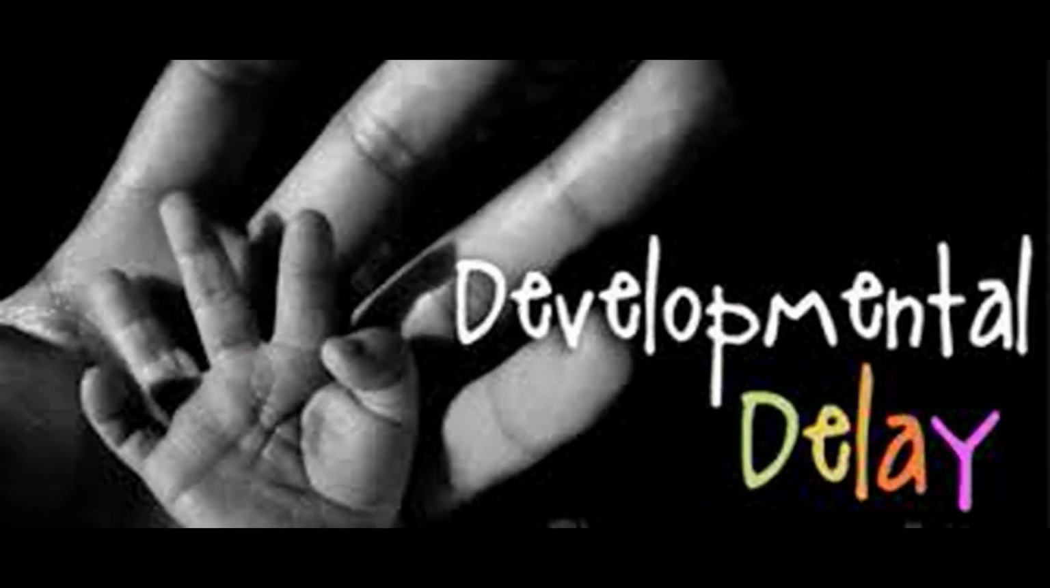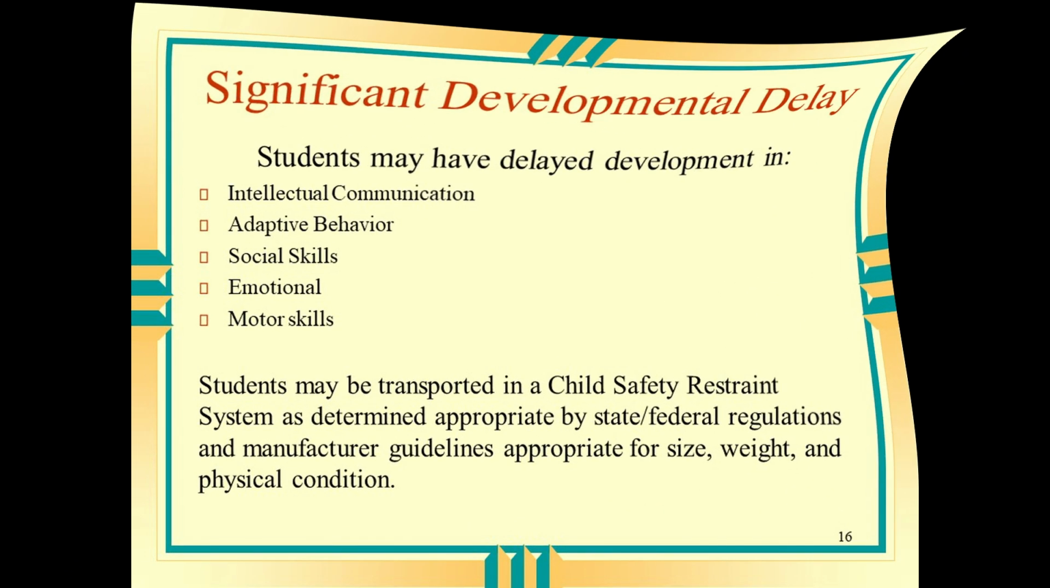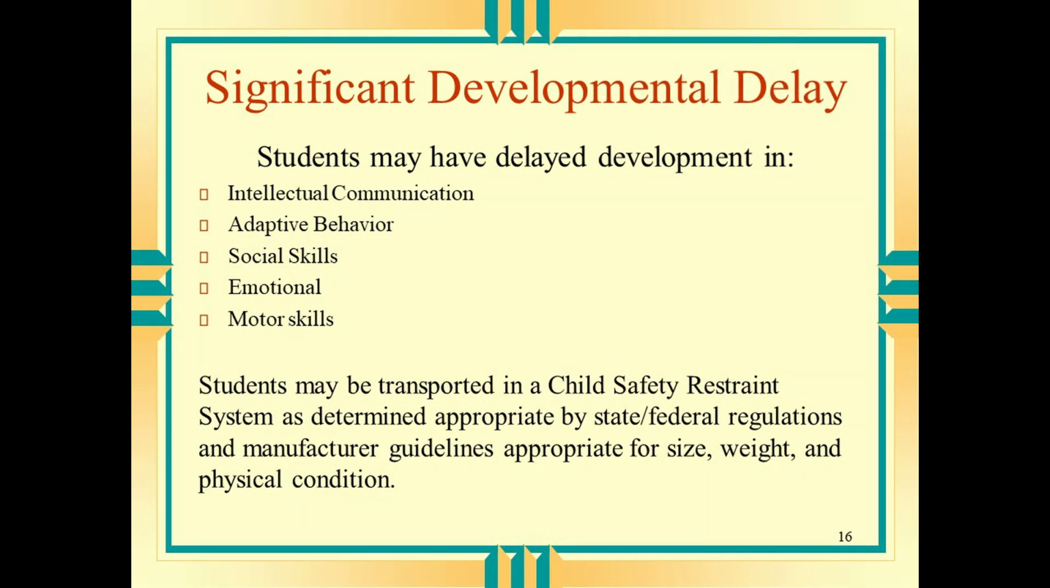Let's go into significant developmental delay. Typically, students are ages 3 to 5 in this group. They have delayed development in intellectual communication, adaptive behavior, social, emotional, or motor skills. Students in this group may have to be transported in a child safety restraint system as determined appropriate by state or federal regulations, and manufacturer guidelines appropriate for size, weight, and physical condition.